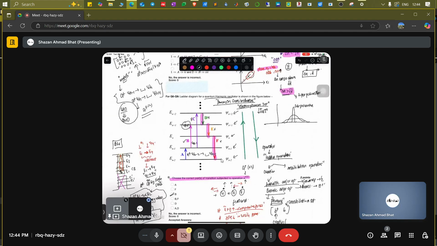That means you will go from a higher state to a lower state, and only a single transition will take place. So this is the correct option.